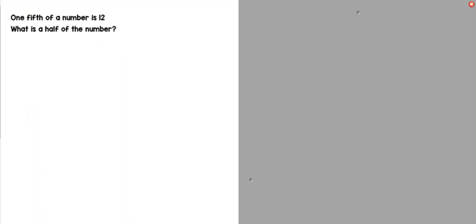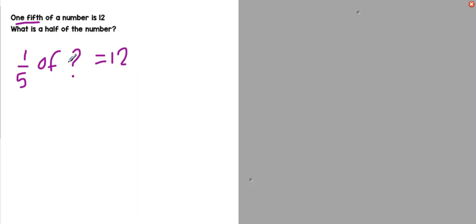Okay, so this sounds like it's quite a tricky question, but it's not that tricky. So 1/5 of a number is 12. So what is half of the number? So if we write that out as a calculation, 1/5 of something is 12. Okay, so we need to find what 12 is 1/5 of.